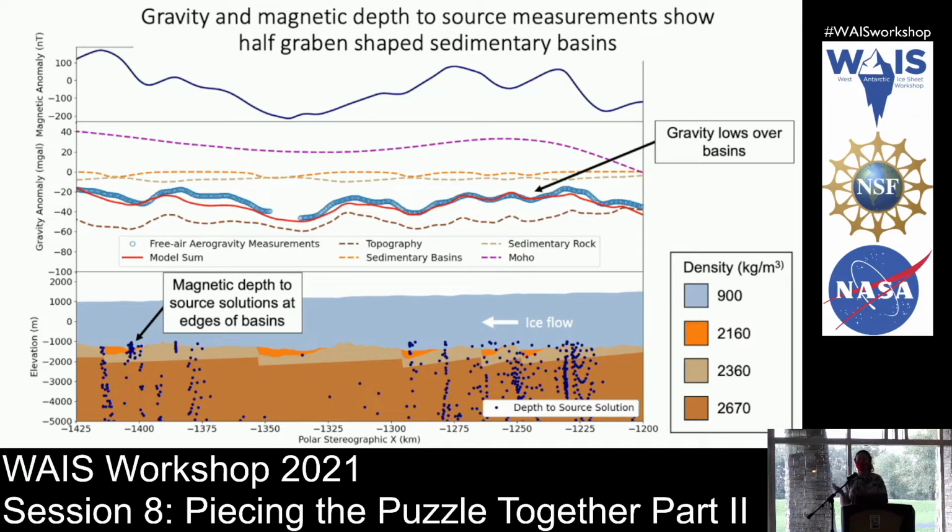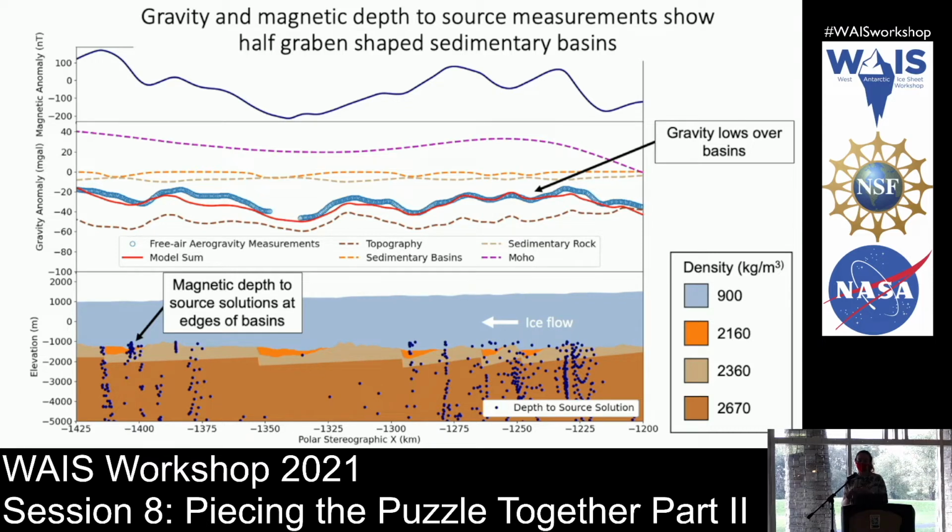And what we can see in the gravity data is that over each of those sedimentary basins is a low in the gravity data. So the open blue circles are showing the gravity measurements, and the red line is my model, the gravity calculated from my model, which is a sum of contributions from the topography, the sedimentary basins, the sedimentary rock, and varying moho depth.